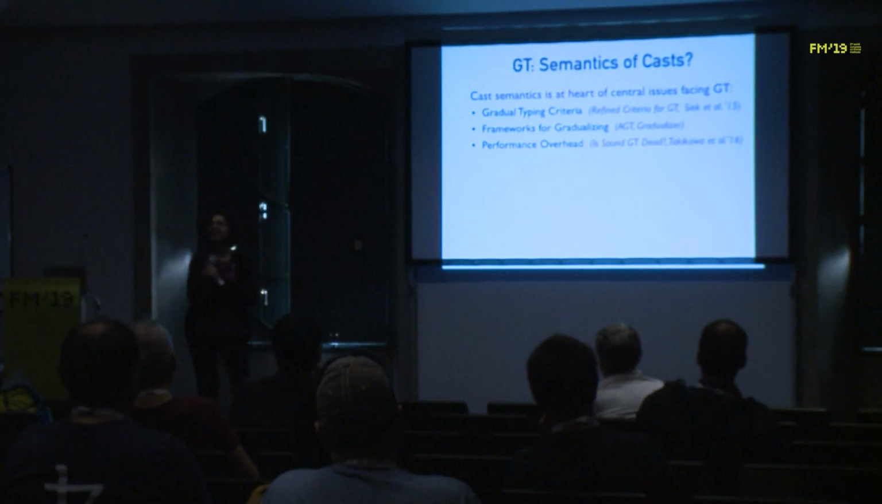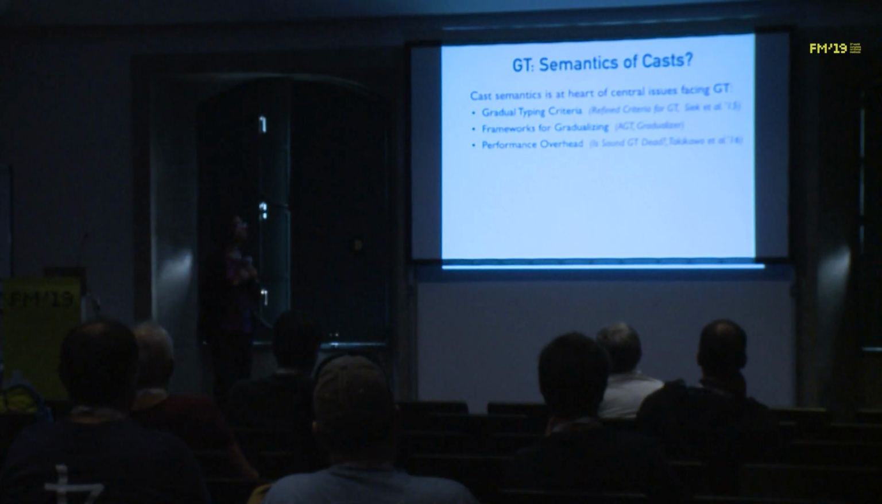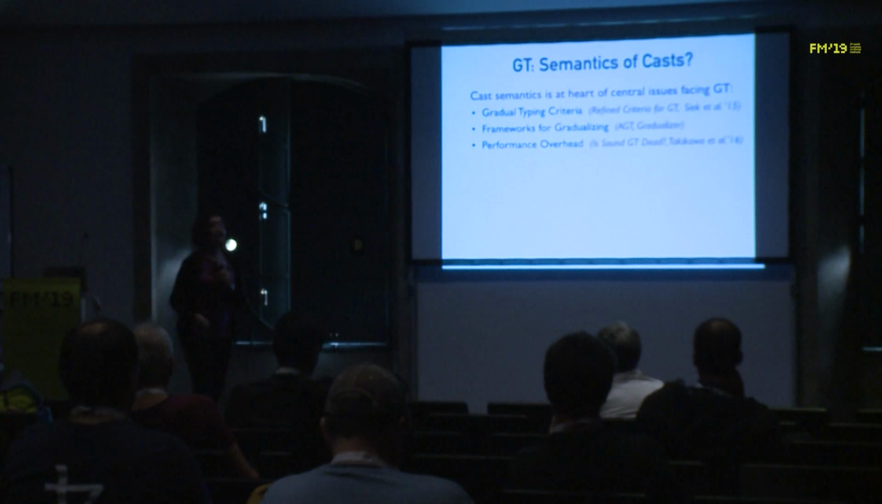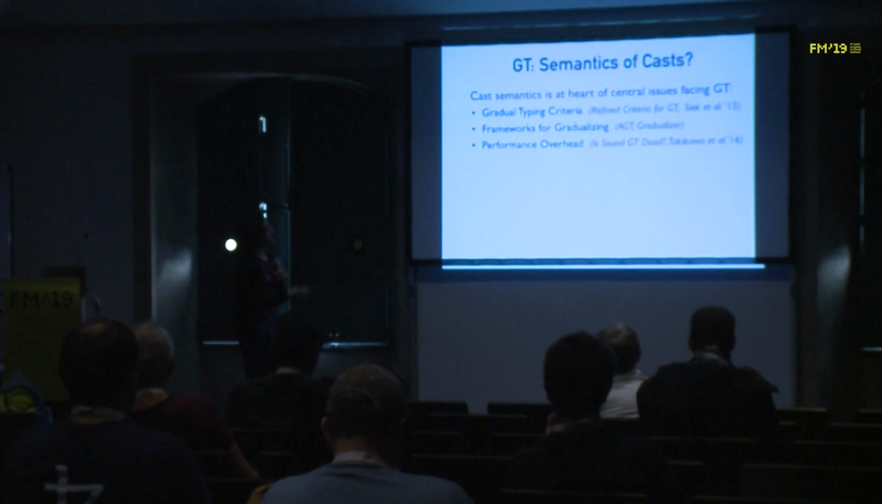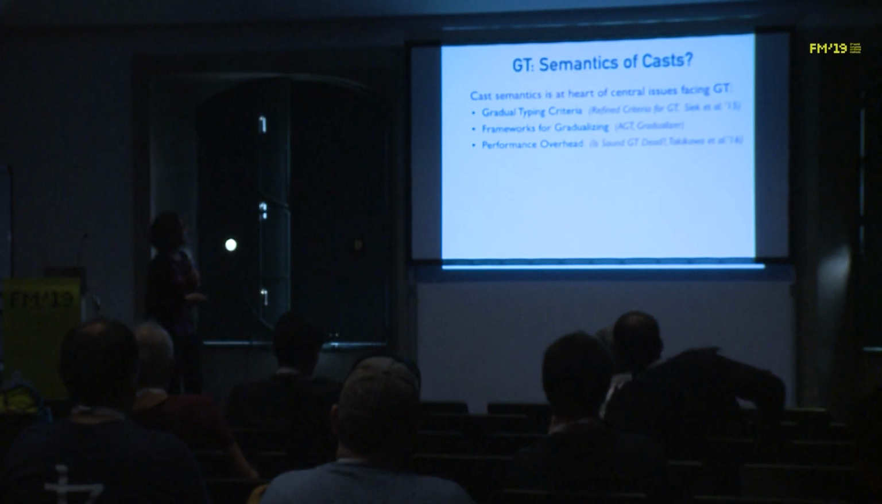So the three main questions or issues that the area has been grappling with, and I'll focus on at least two of these during this talk. The first is, how do you set up the semantics of casts so that you have the right criteria? You want your gradually typed languages to satisfy certain properties. What are those properties? And there's been work done on this. Most recently, there was the refined criteria for gradual typing paper at SNAPL 15.